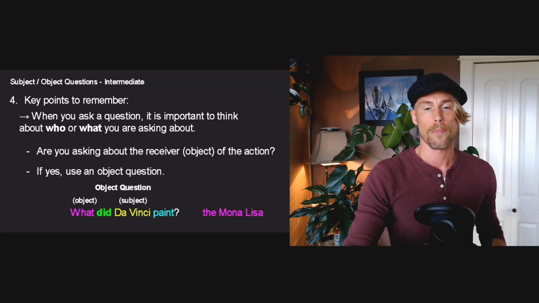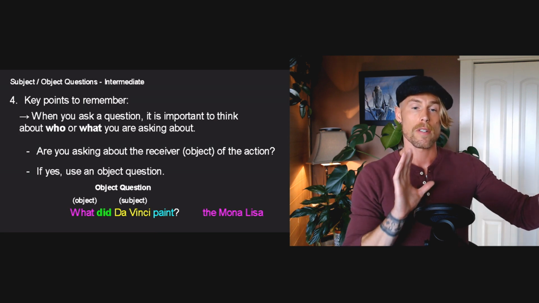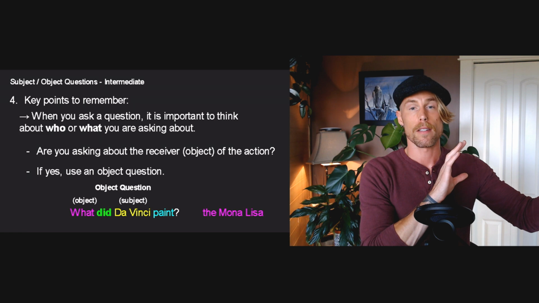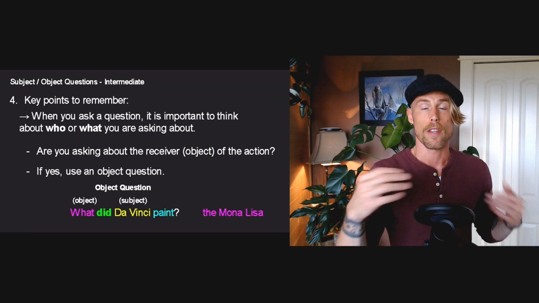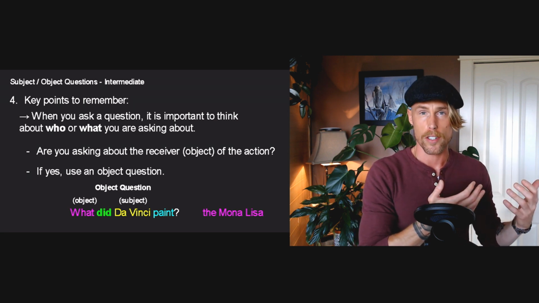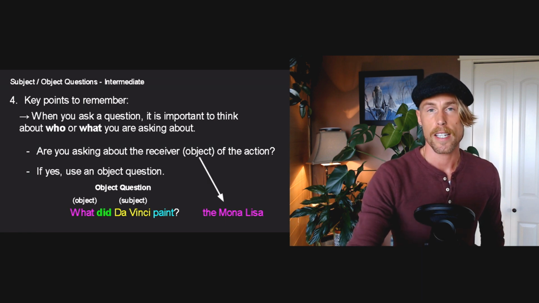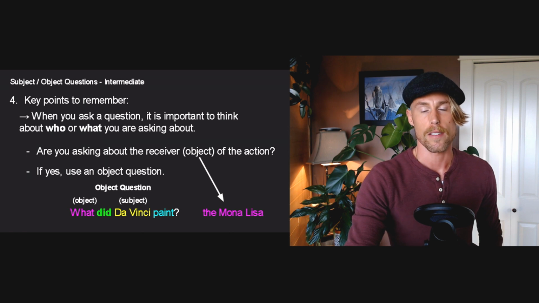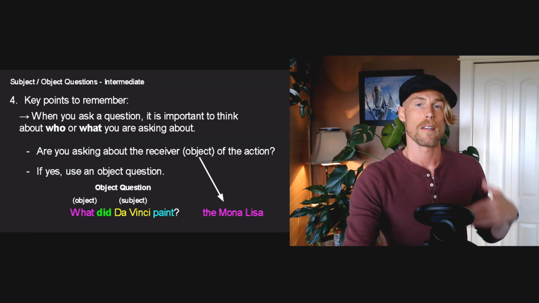So if you were asking about the receiver, use an object question. If you are asking about the doer, use a subject question. And in this case, the Mona Lisa is the object. Da Vinci is the subject.